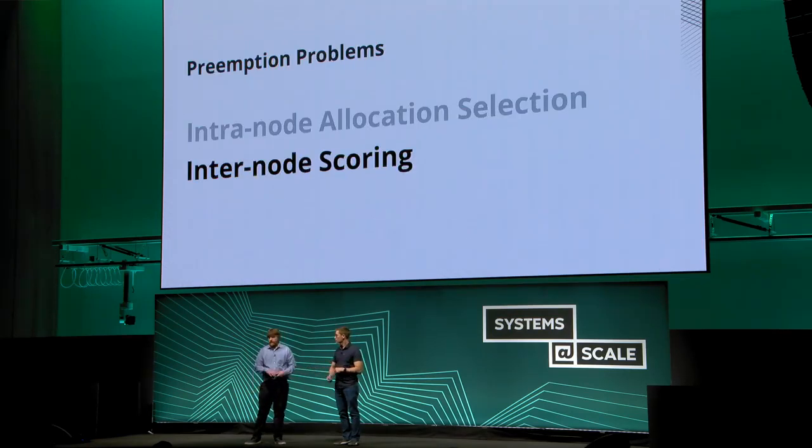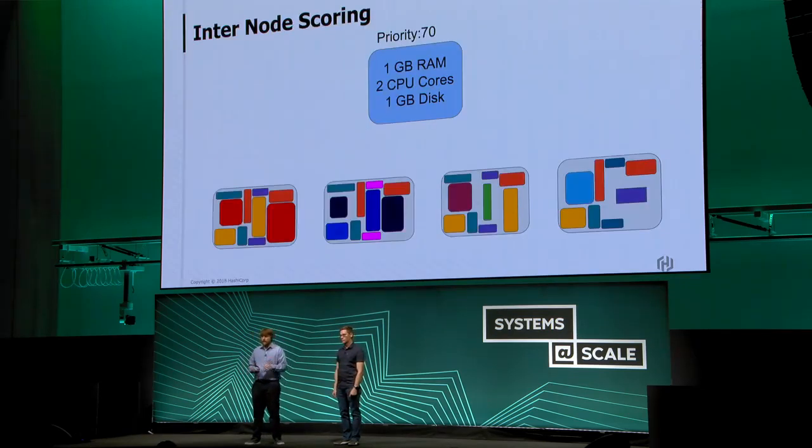So like I said, this was just the first half of this problem, the allocation selection within a node. So let's talk about scoring nodes across your cluster. So we have this same example, and we have multiple nodes now. We need to figure out which one's the best one to select allocations for preemption on.